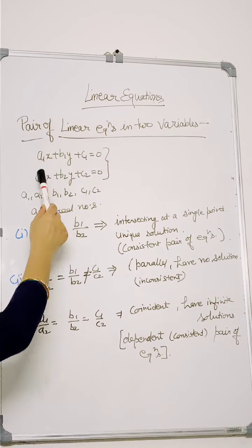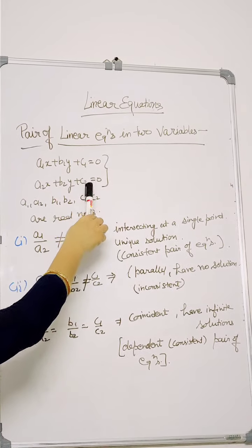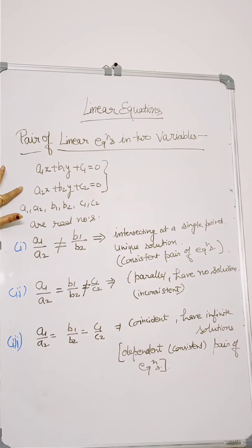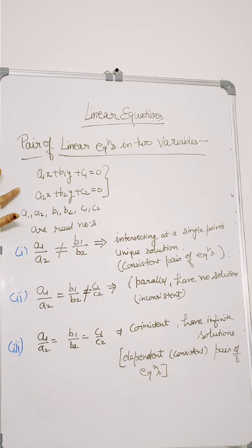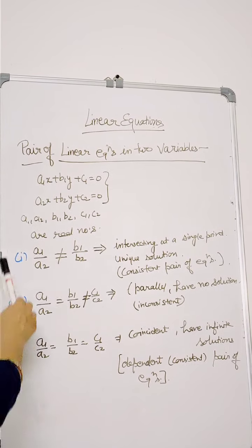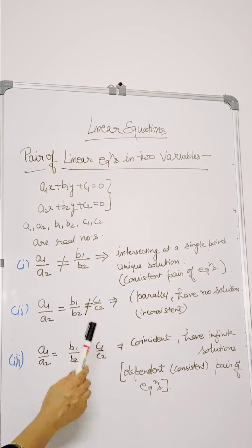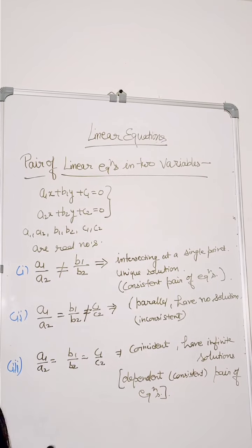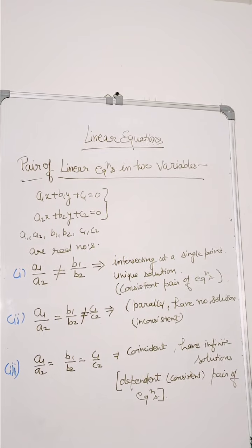If a1 upon a2 is equal to b1 upon b2, but it is not equal to c1 upon c2, then these lines are parallel and they have no solution. These are called an inconsistent pair of linear equations. If a1 upon a2 is equal to b1 upon b2 is equal to c1 upon c2, it means that the lines are coincident and they have infinite solutions, and they are called a dependent consistent pair of equations.